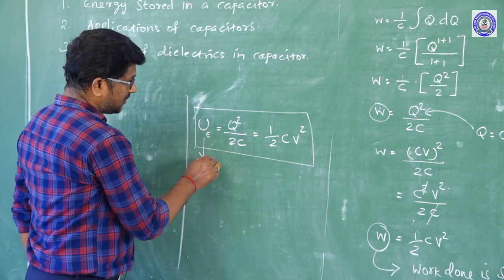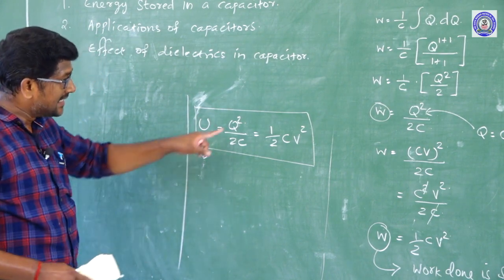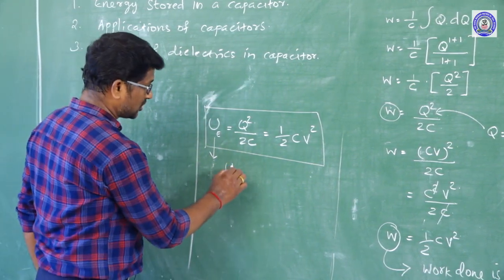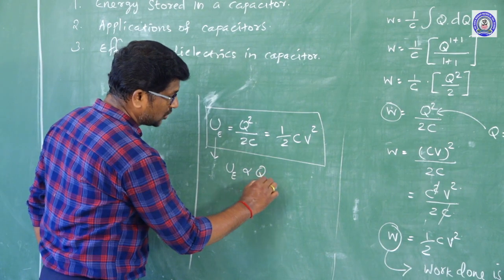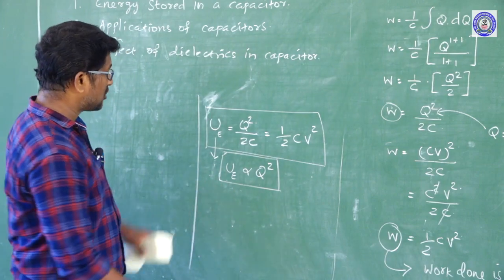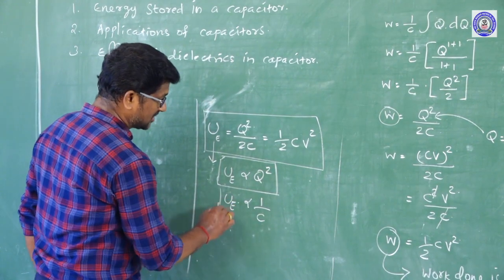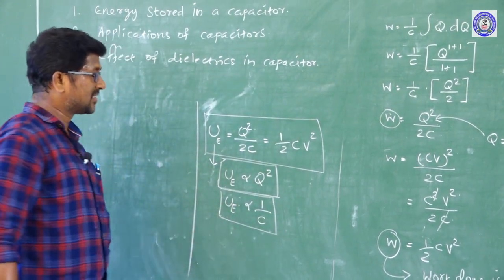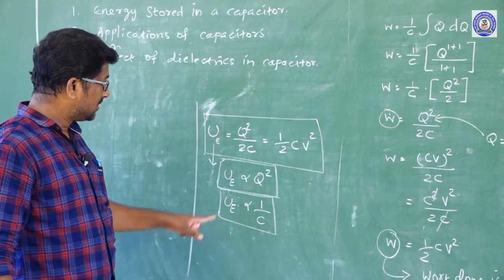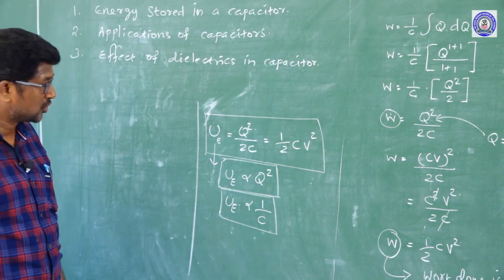Okay, so from this equation it is clear that the electrostatic potential energy stored in the capacitor is directly proportional to the square of the total charge in the capacitor. And also the electrostatic potential energy is inversely proportional to the capacitance of the capacitor. It means if the charge in the capacitor remains constant, then the electrostatic potential energy is inversely proportional to capacitance.